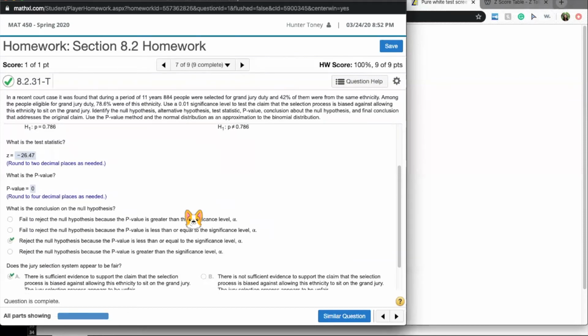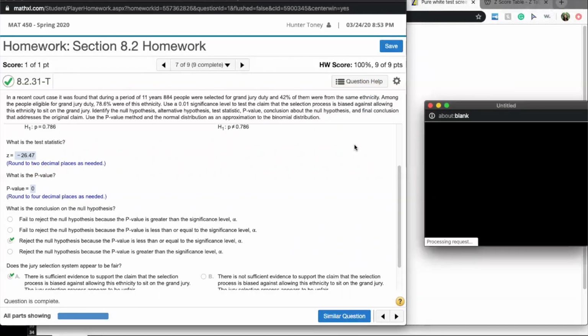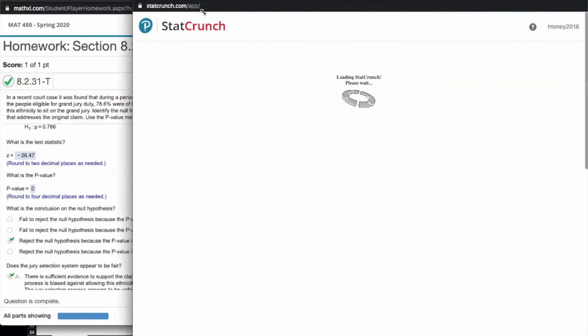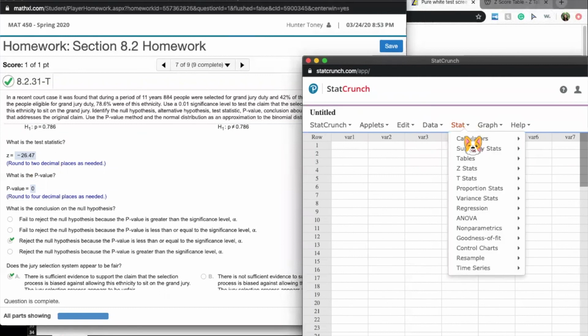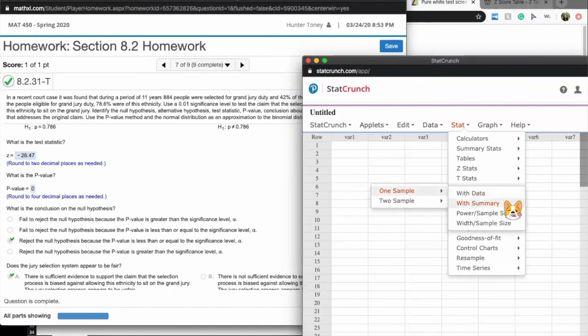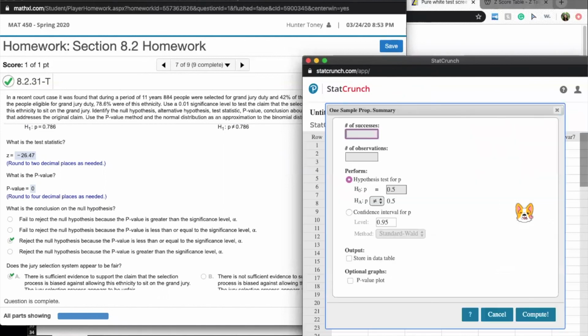So moving on to the test statistic. We could calculate this by hand, but I wanted to do another example showing you how to use StatCrunch. I'm going to open it the same way, and shrink it down again because I don't need mine to be that large. We go to Stat. We're still dealing with proportions. We still only have one sample. We're still dealing with a summary. We don't have a list of data points, but it's going to be asking for a number of successes.